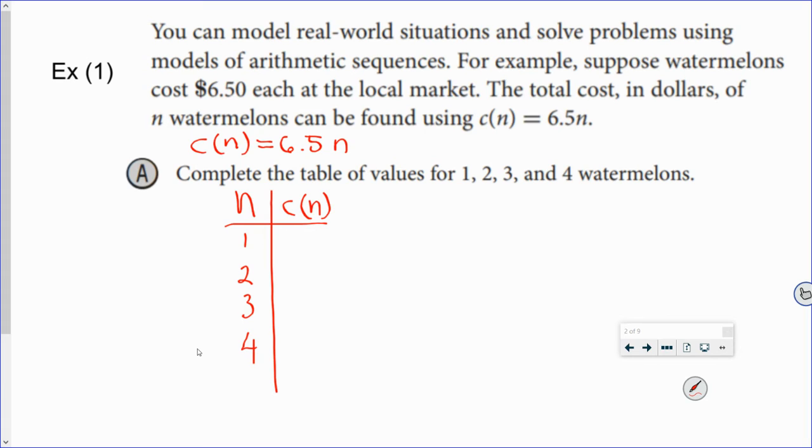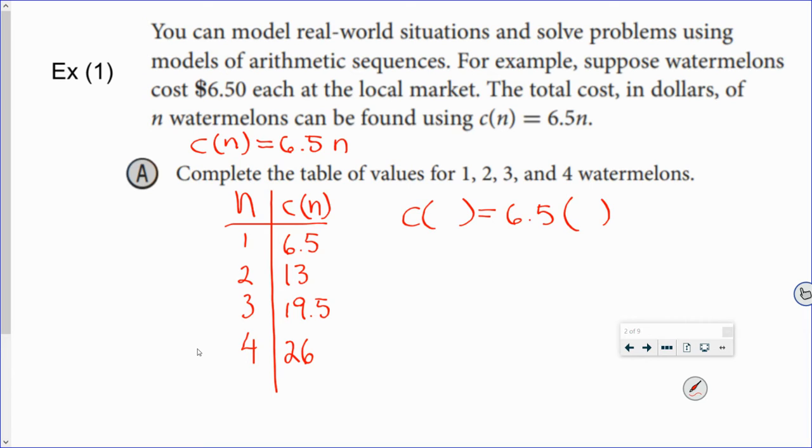Now, the function's pretty simple. For each input, I'm going to take that input and multiply times 6.5. So 1 times 6.5 is 6.5, and then 2 times 6.5 is 13. 3 times 6.5 is 19.5. And then 4 times 6.5 is 26. That's just multiplication. If you need to use your graphing calculator, that's all located on your computer, do that. If you want to use a calculator on your cell phone to multiply that, or you can just multiply without a calculator like I do. That's pretty much up to you.